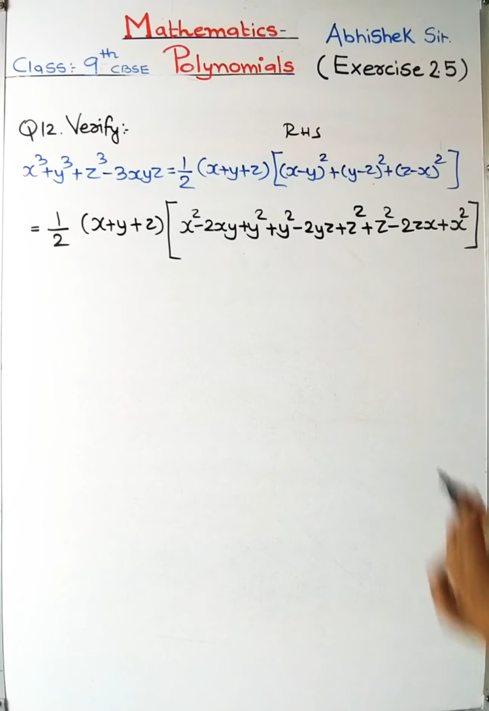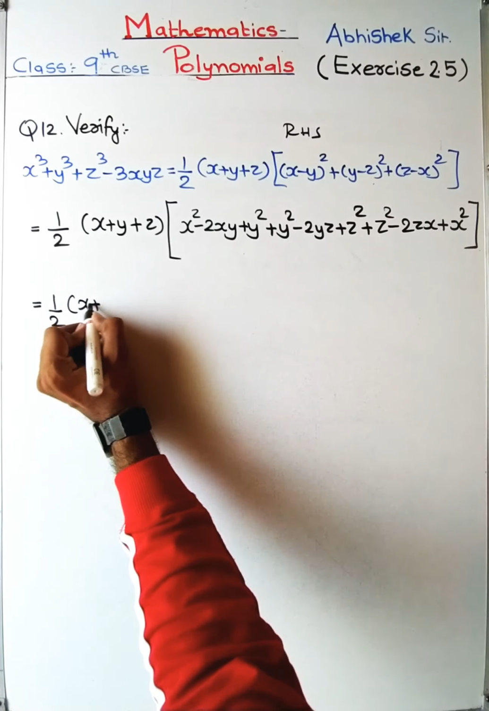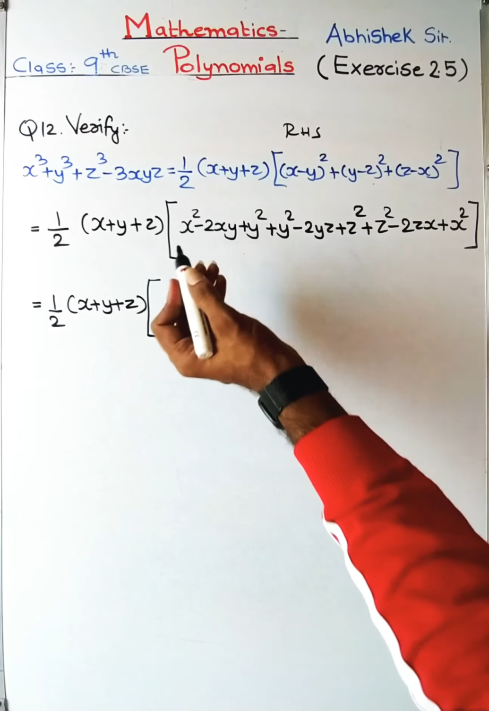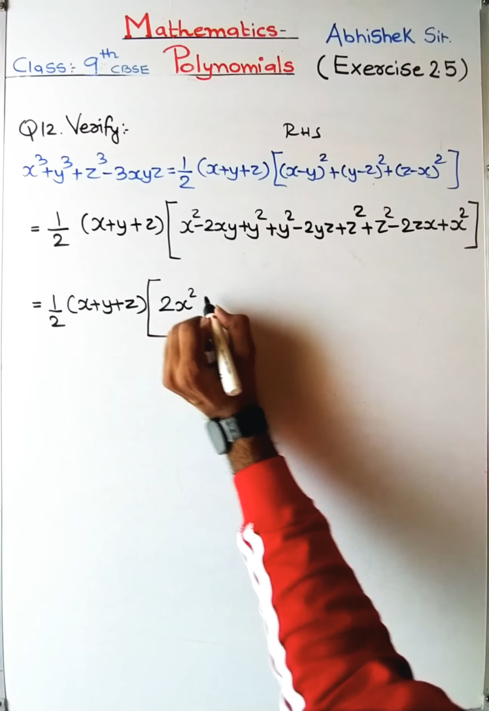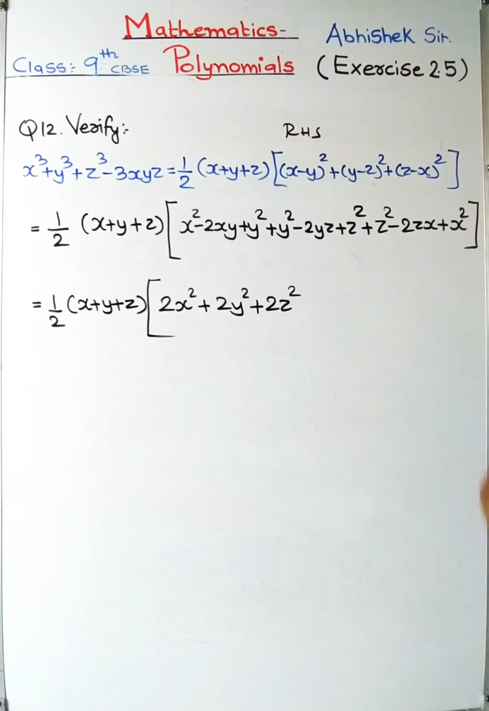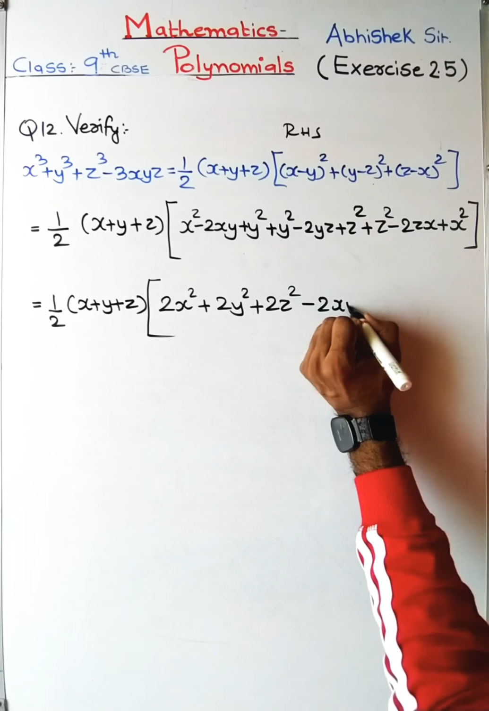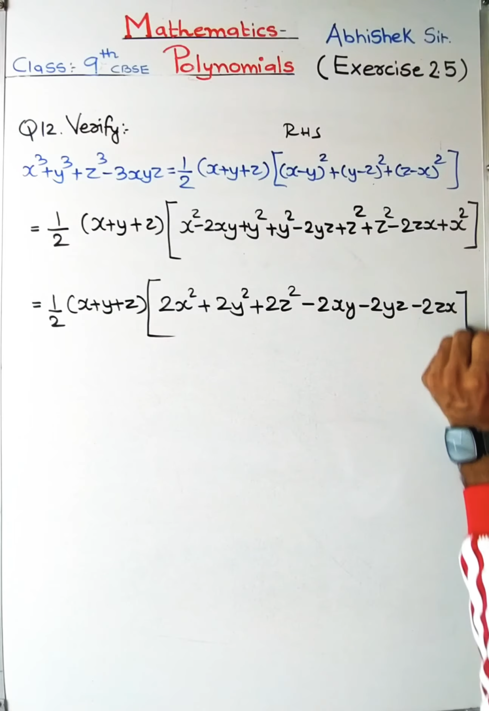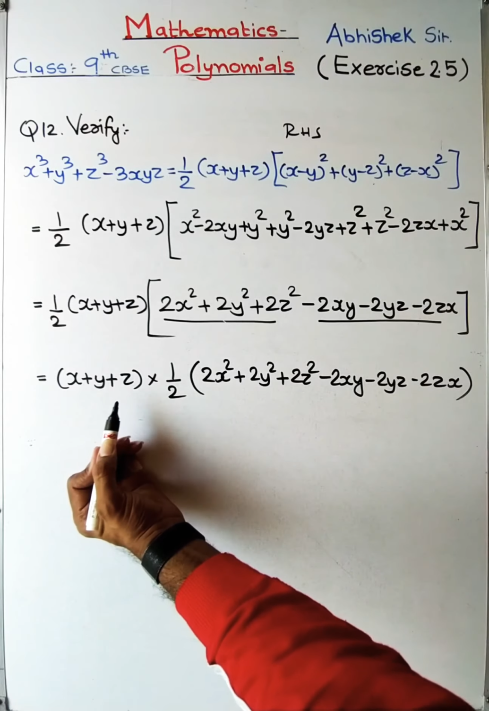We have plenty of similar terms in the second bracket, so let us go for them first. So repeating the first bracket as it is, in the bigger bracket let us see what we have. We have 2x square terms, so let us write it as 2x square. Same way 2y square, same way 2z square. Now we have some terms which contain the product, so that means minus 2xy minus 2yz minus 2zx. Clear? So I have taken this half on this side and x plus y plus z on this side.